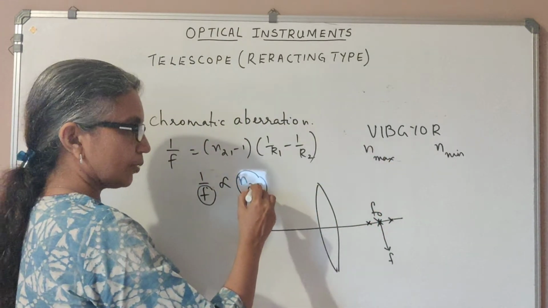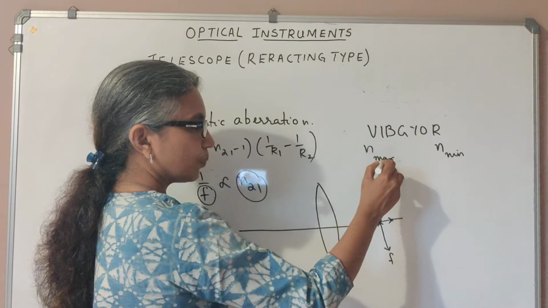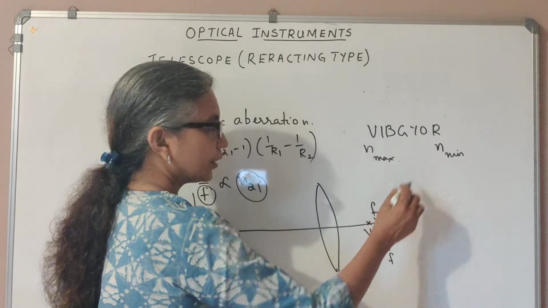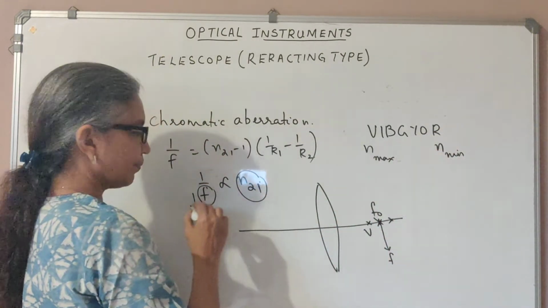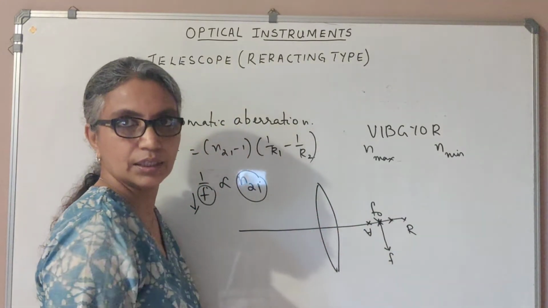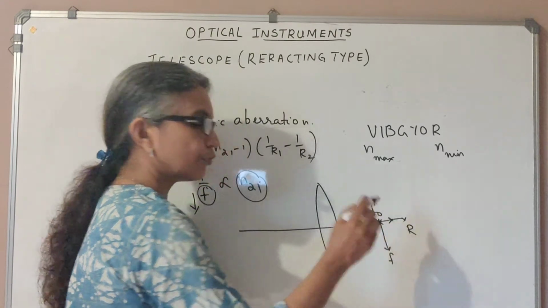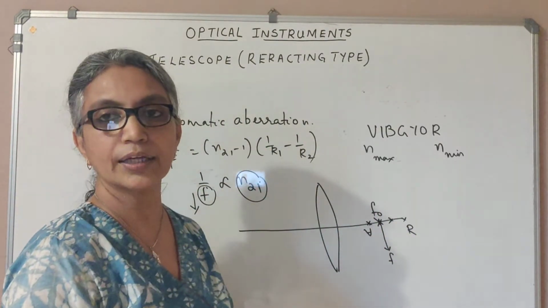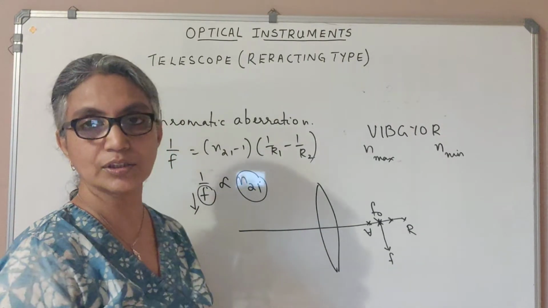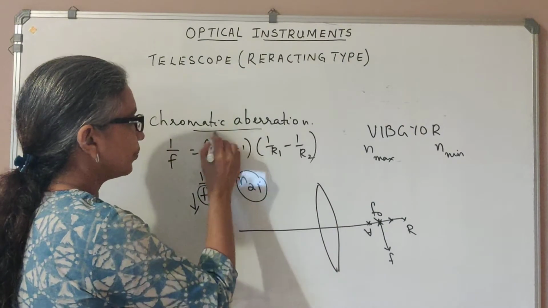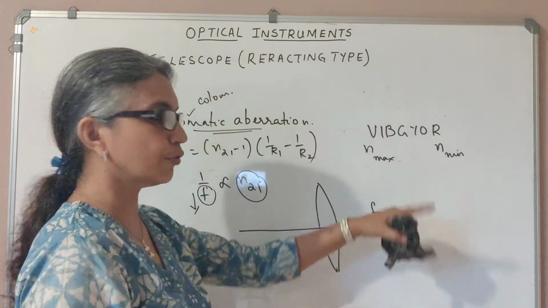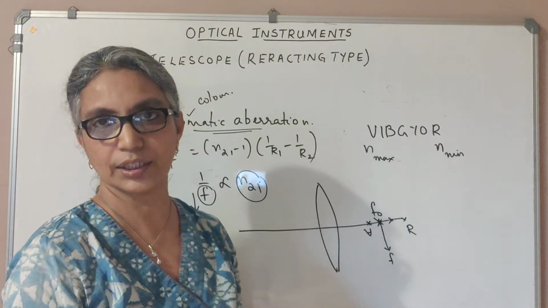Because focal length is inversely proportional to refractive index, violet with maximum refractive index will have the least focal length, and red with minimum refractive index will have the maximum focal length. So red will be further away from the lens. All those light rays do not come to form at the same point, and because of which we have a blurred image. That's the problem of the lens. If you replace the lens with a mirror, you don't have this chromatic aberration. Chromatic means color. This fault arises because different colors of light have different focal lengths in a lens.